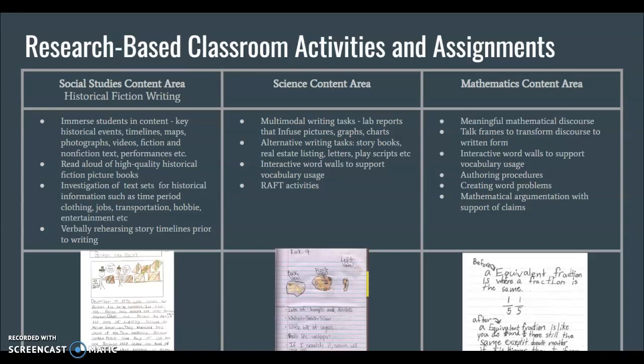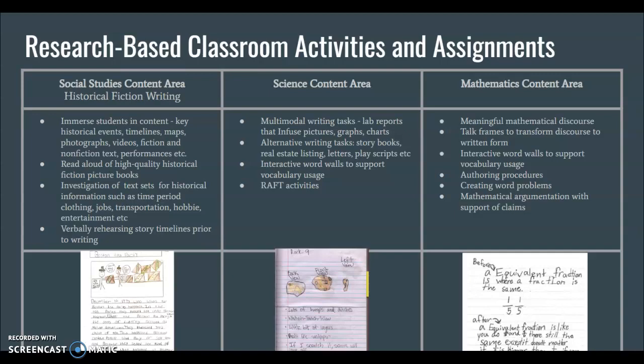maps, photographs. Other activities within the classroom could be students engaging in teacher read aloud or peer read aloud of high quality historical fiction picture books. We know this could be a beautiful opportunity to build in some mentor texts for students to reference.